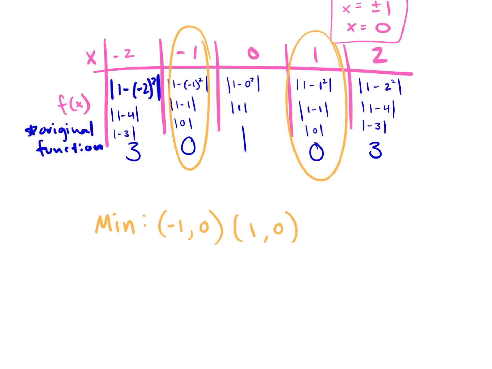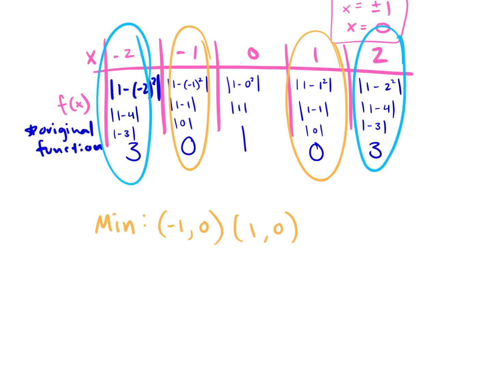What's our largest y value? 3. Well, we've got 2 of them, so we have 2 maximums. So our maximums would be -2, 3. And 2, 3.